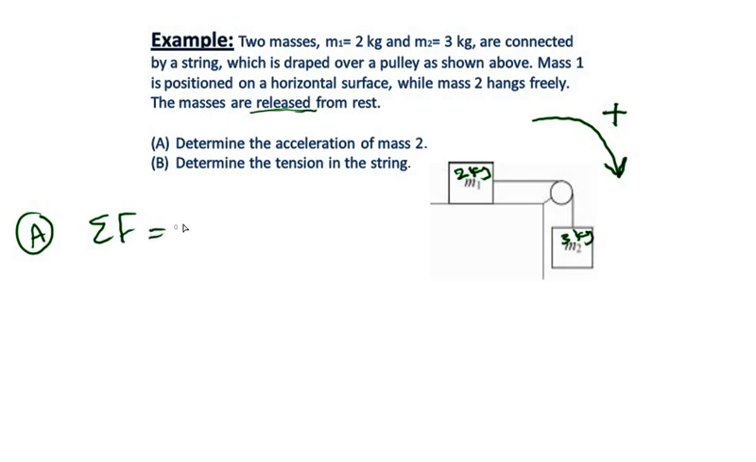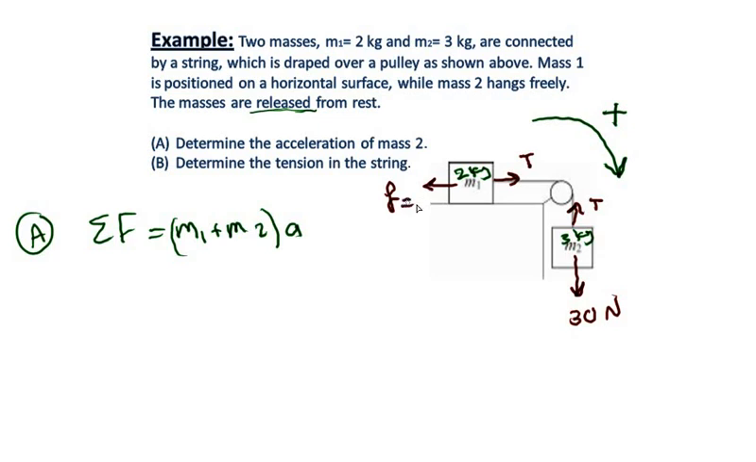Sigma F equals m1 plus m2 times A. Weight 2, 30 newtons. The tension here, the same tension. And the friction is not mentioned, so we assume that it is 0. We have the force of gravity, or the weight of this object, and the normal force. Actually, we're not going to use them here because they are not in the same direction of motion. Positive 30, negative T, positive T, and this is 0 here.